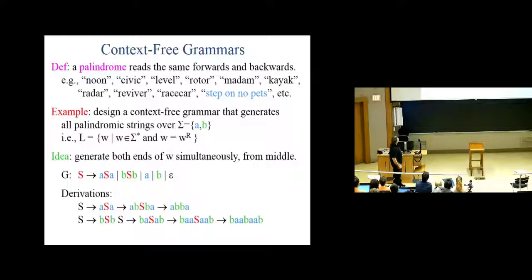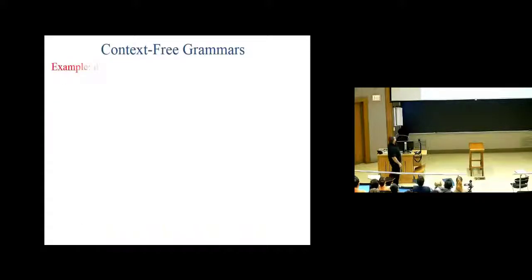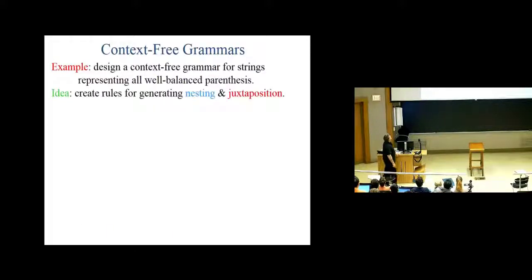We just finished saying that the set of palindromes is a context-free language. And let's design a context-free grammar that represents all strings of well-balanced parentheses. Well-balanced parentheses, you sort of know what it is. When you open a parenthesis, you have to have a closed parenthesis. It can be nested or juxtaposed. So here's a grammar that generates all well-balanced parentheses.